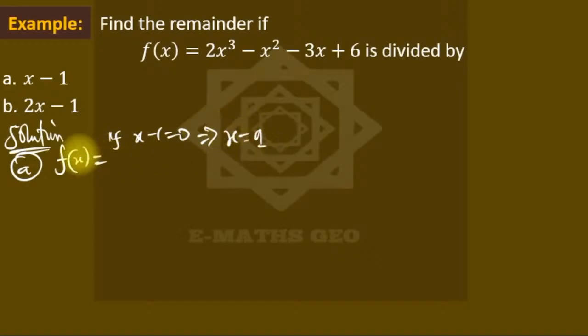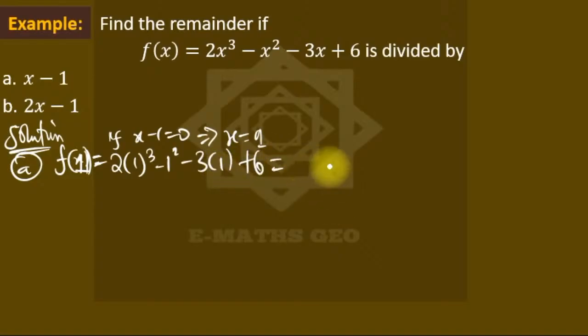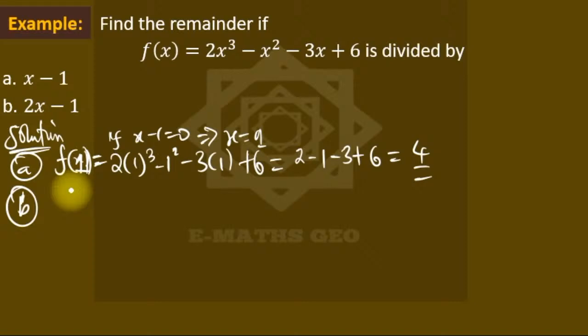1. So if you substitute x as 1, you see that we have 2 times 1 cubed minus 1 squared minus 3 times 1 plus 6. So we have 2 minus 1 minus 3 plus 6, which is 4. So you see that the remainder you get by dividing this by x minus 1 is 4. That's the advantage of the remainder theorem. You don't need to waste time using long division.